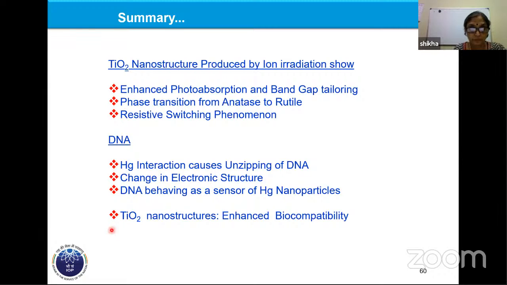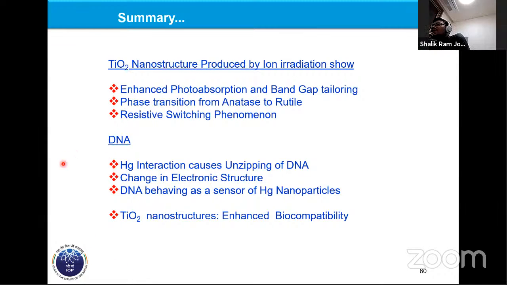Okay. So the first question is from Mr. Guru. What he's asking is, if rutile and anatase phase is mixed, what will be the resultant band gap? And how will it affect the efficiency?